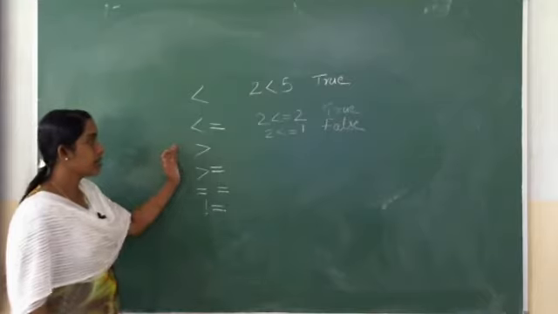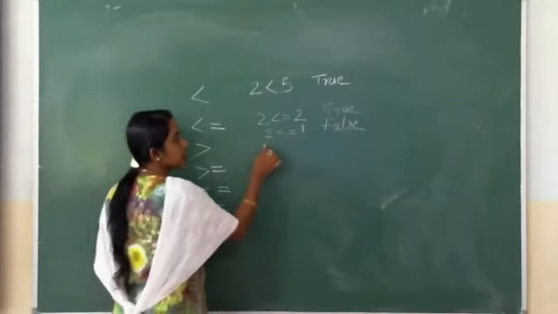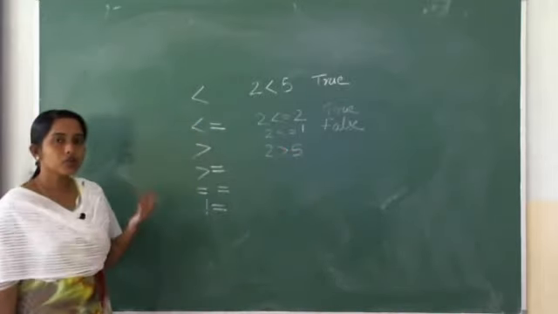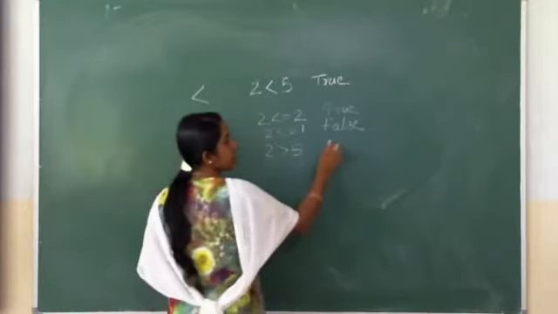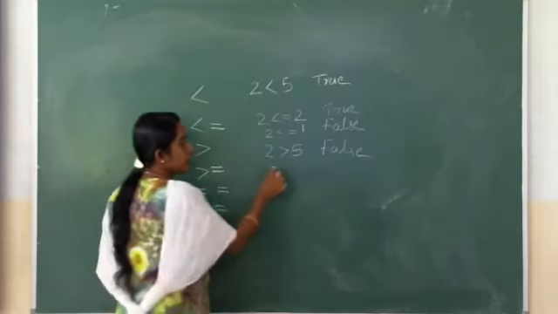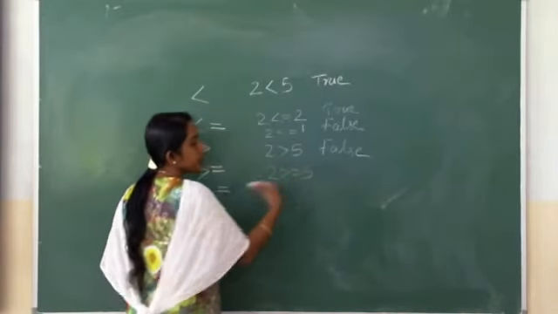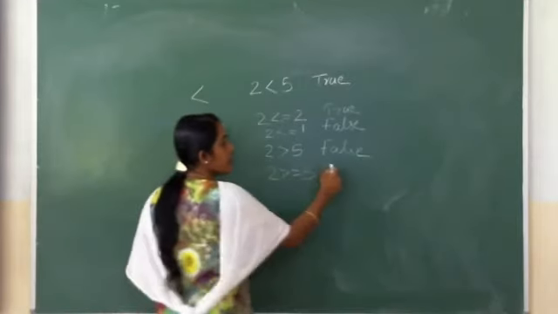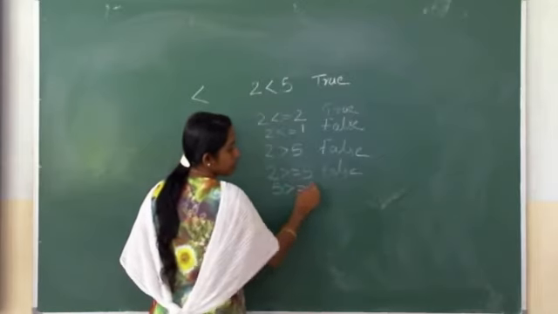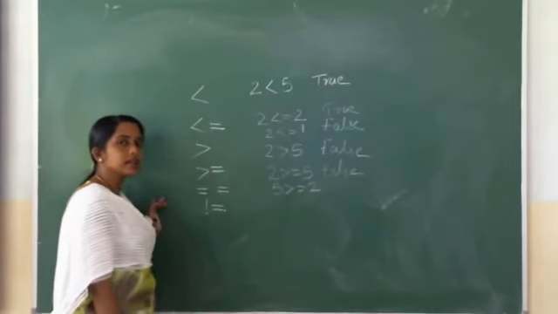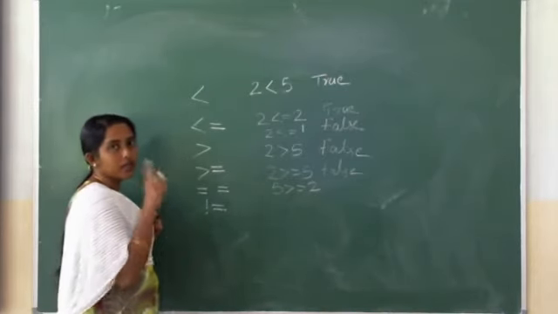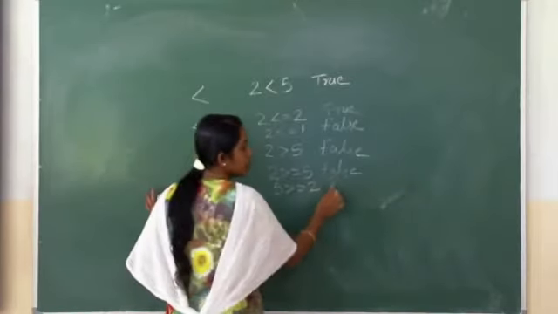Got it? In the same way, greater than, if you write 2 greater than 5, what will be, whether it is true or false? False only. 2 greater than 5 is false. You will get the output false. If you write 2 greater than or equal to 5, whether it is true or false? It's false itself. If you write 5 greater than or equal to 2, whether it is correct? Yes, 5 is greater than 2. Otherwise 5 equal to 2 is not correct. But anyway, one condition is satisfied here. So you can write down here true.